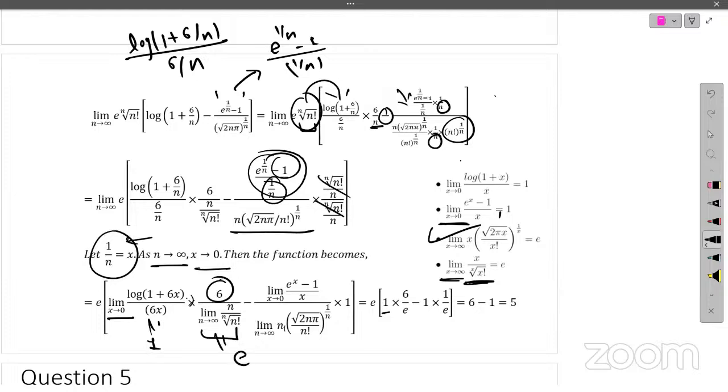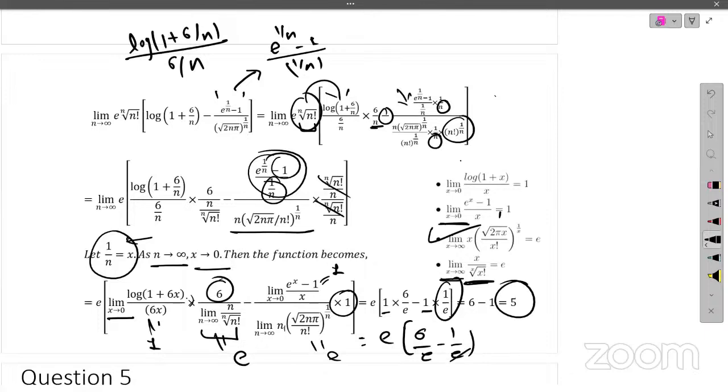So 6 by e minus of this: the upper limit will become 1 and the lower limit will become e, right? So this is 1 by e here. This 1 is only in multiplication because of this one, right? So what we get at the end is 6 by e minus 1 by e, right? And if you solve it, it will become 5 because e and e cancel out. 6 minus 1 becomes 5. So this is the explanation of this particular question.